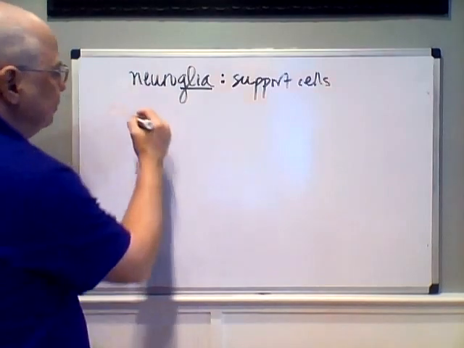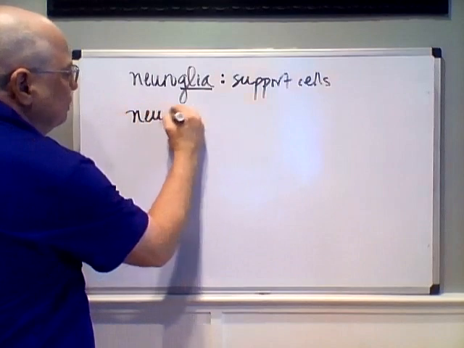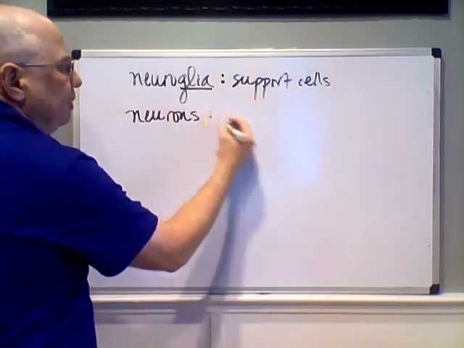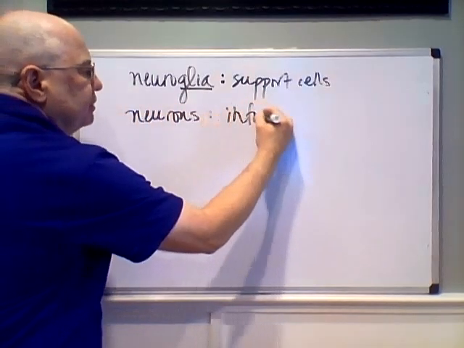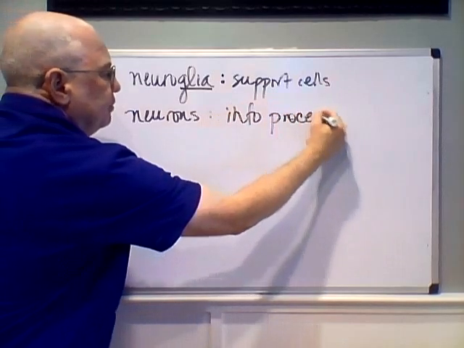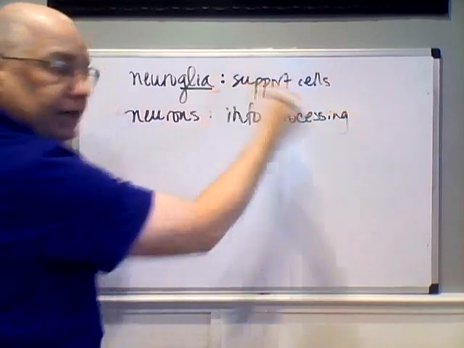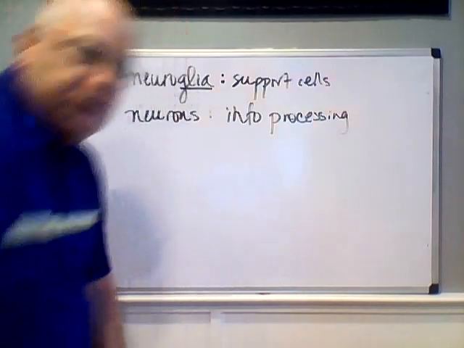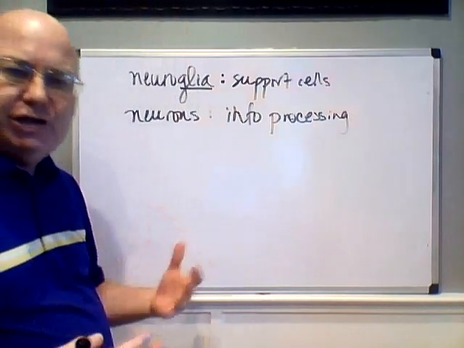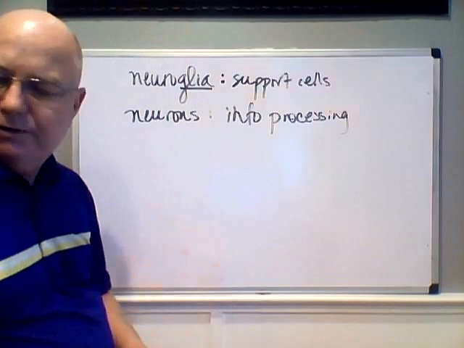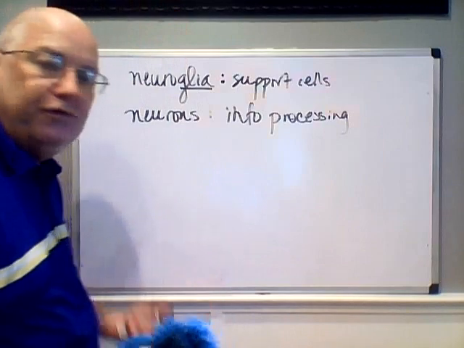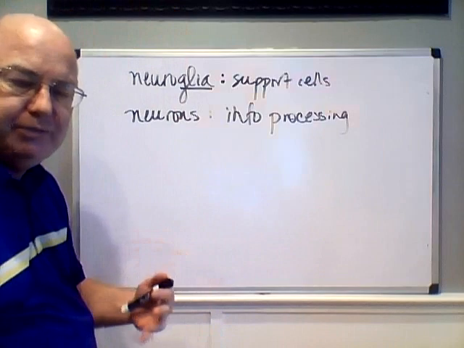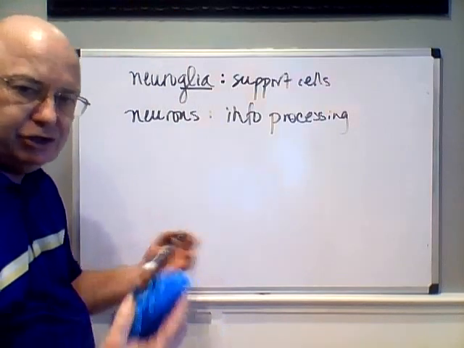The other type of cells in the nervous system are called neurons. Neurons, they do the information processing. This is really the functioning part of your nervous system, although glia play a super important role in how neurons function. Our neurons come in different shapes, different sizes, and different morphology. Morpho refers to shape, and so the morphology of neurons can be extremely varied.